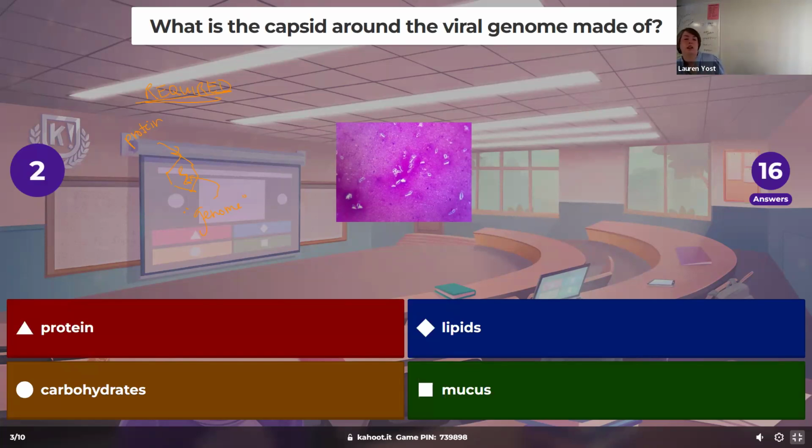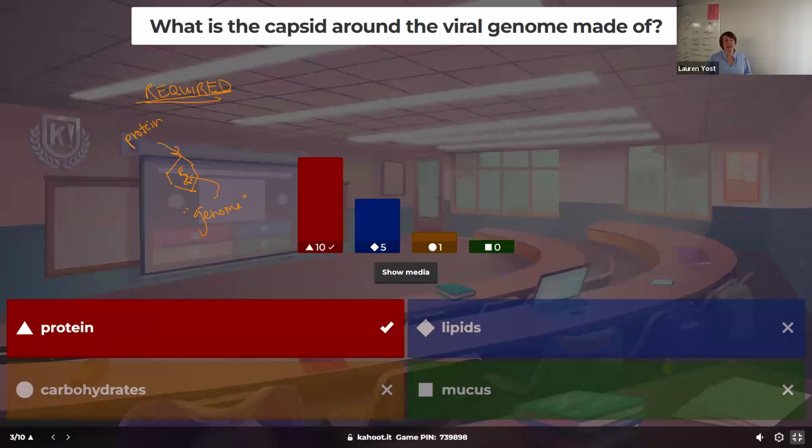All right. So in the drawing, we have the genome encased by the capsid. And that capsid is made up of protein. So it's a protein coat. I'll even add that in now that we've had the question about it. Protein coat, called the capsid.